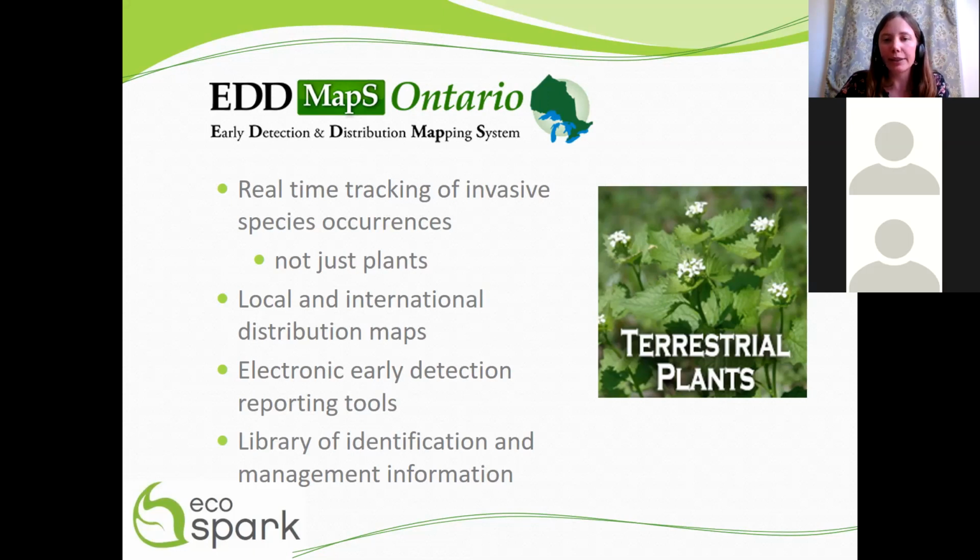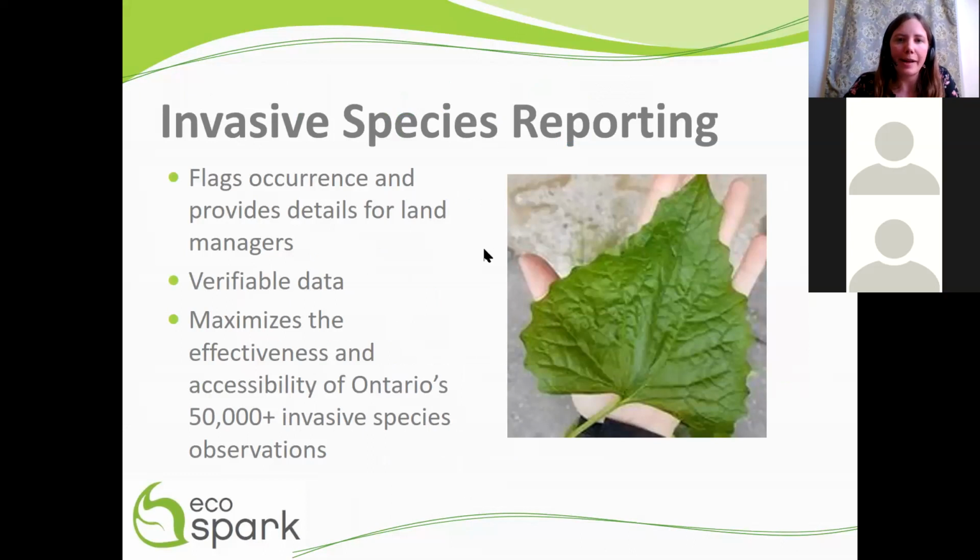There are electronic early detection reporting tools that were developed out of this. Basically the app came from a very rigorous scientific protocol asking what's going to be the most helpful information that people can submit. And they have a lot of tools. You have a library of identification and management information to help you learn more about any invasive species in Ontario. Wonderful. Our invasive species reporting tools can really be used for flagging the occurrence and then providing those details to land managers with verifiable data.